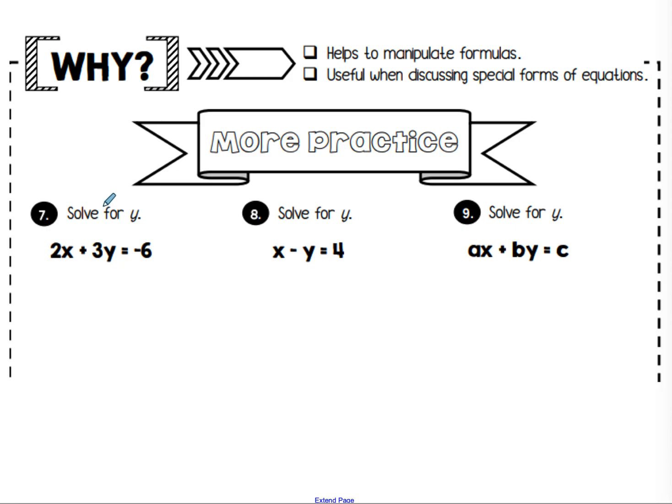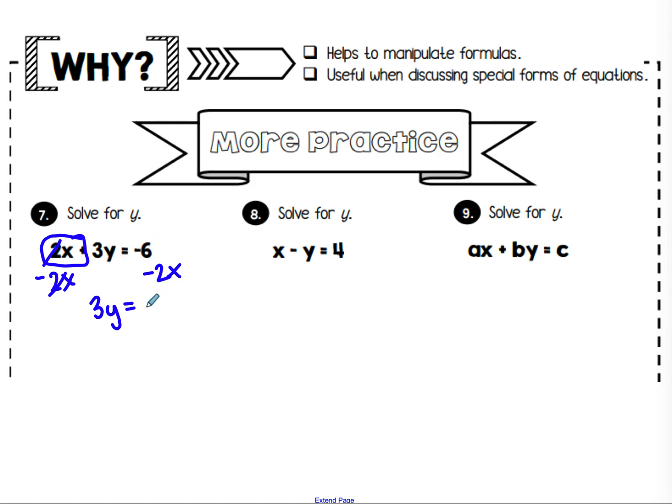Okay, so here, solve for y. I have 2x plus 3y equals negative 6. Okay, so 3 is being multiplied times y. I have a 2x over here that I need to move. We're going to get rid of the addition and subtraction first. So this is a positive 2x that's getting added, which means we need to subtract 2x from each side. 2x minus 2x is 0, so it leaves me with 3y.